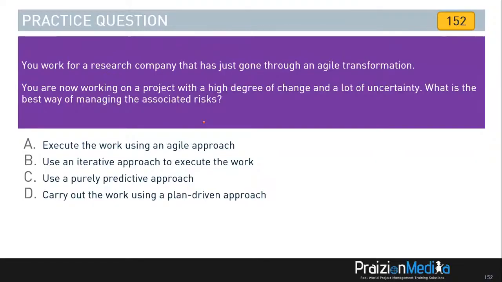All right. Hit the pause button if you need more time. So it says you've just gone through an agile transformation. Common sense immediately should ask, why would you want to go back to using purely predictive? That's suspicious, right? It says the project has a high degree of change and a lot of uncertainty. This is a recipe for agile all day long. It wouldn't make sense to go predictive or plan-driven. It wouldn't make sense to go purely iterative because iterative delivers one time. Iterative is not the same as agile. So that's more like a trap.